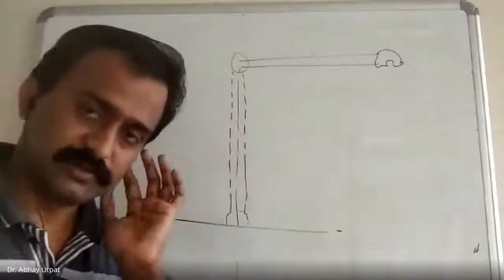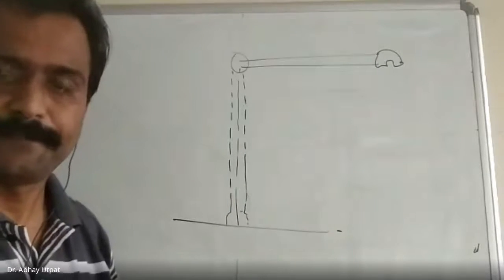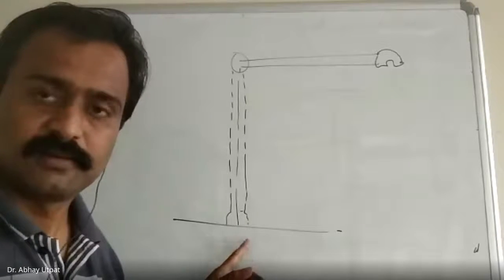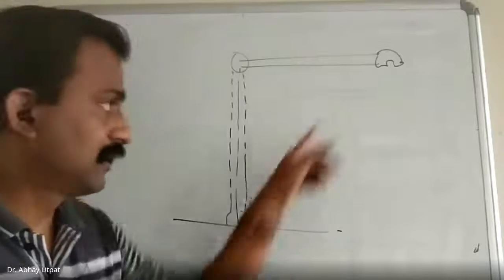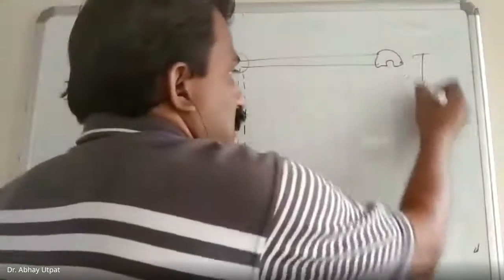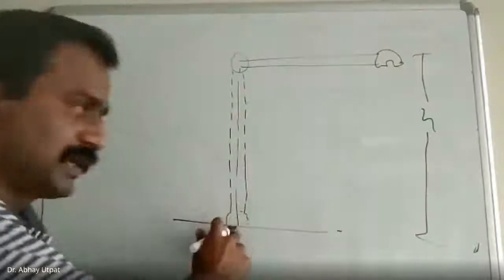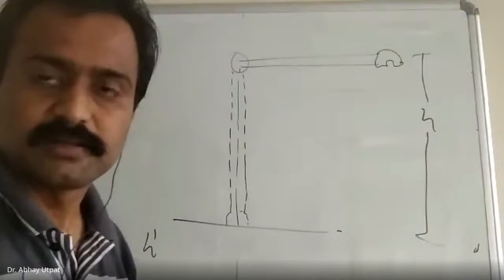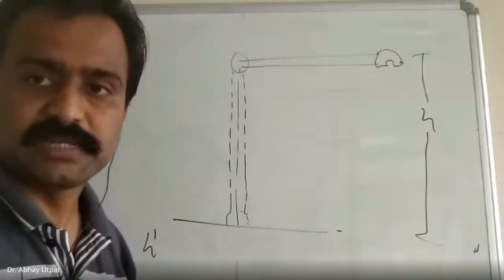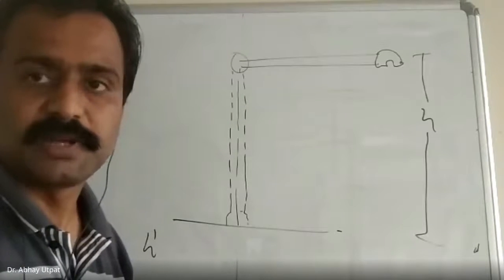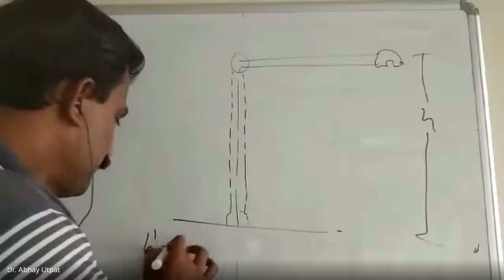Means what? Tell. Because the specimen is kept here, during the working condition, during the experiment, this hammer just remains vertical. So this is H. Then if this remains vertical, what is H dash? Answer it. What is H dash? Somebody answer. 0. 0, sir. Correct. Very simple.